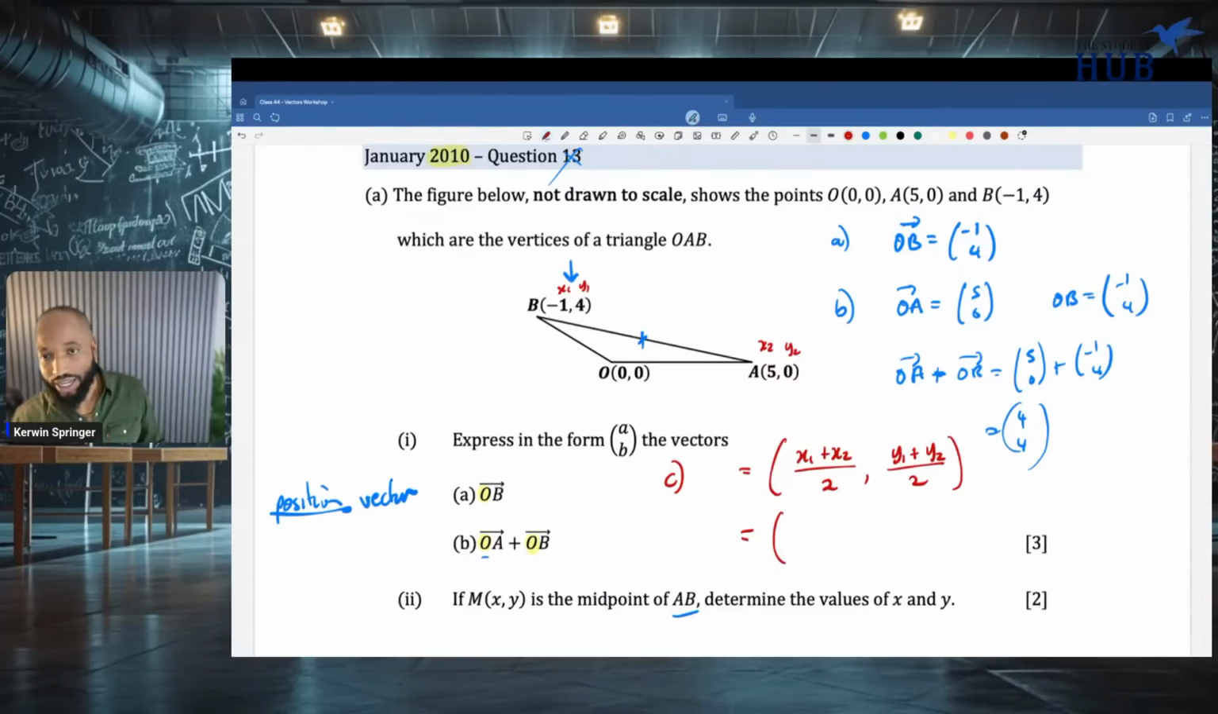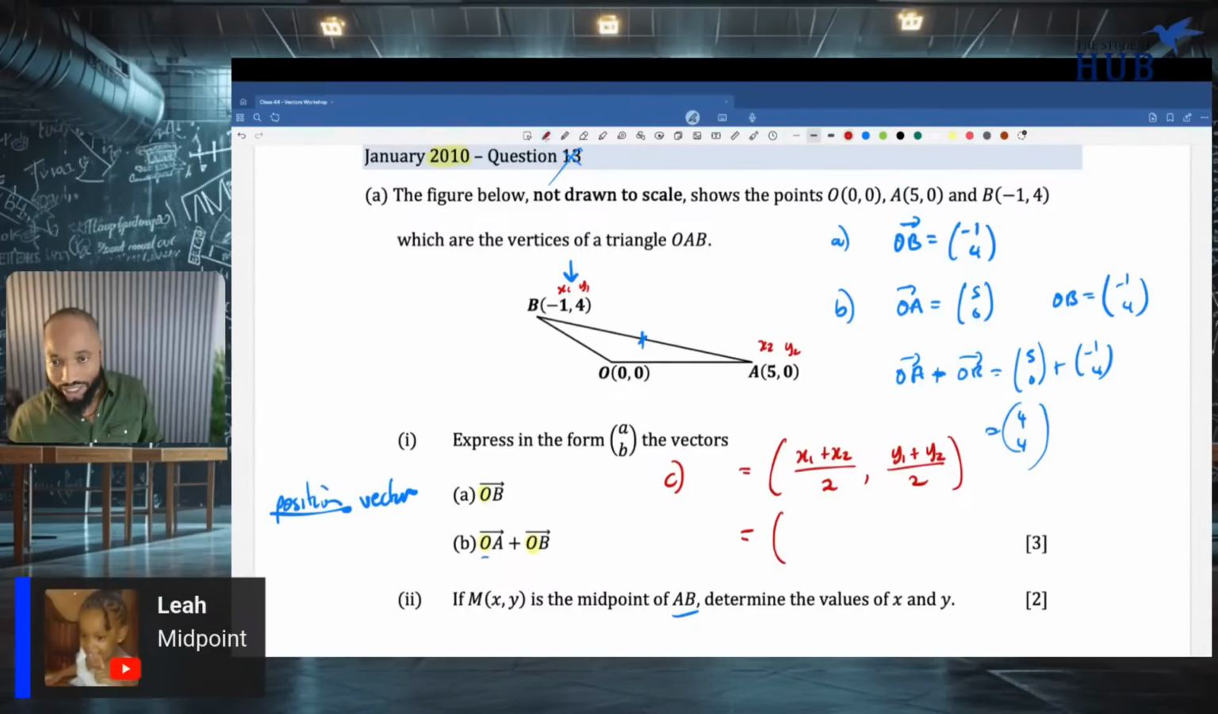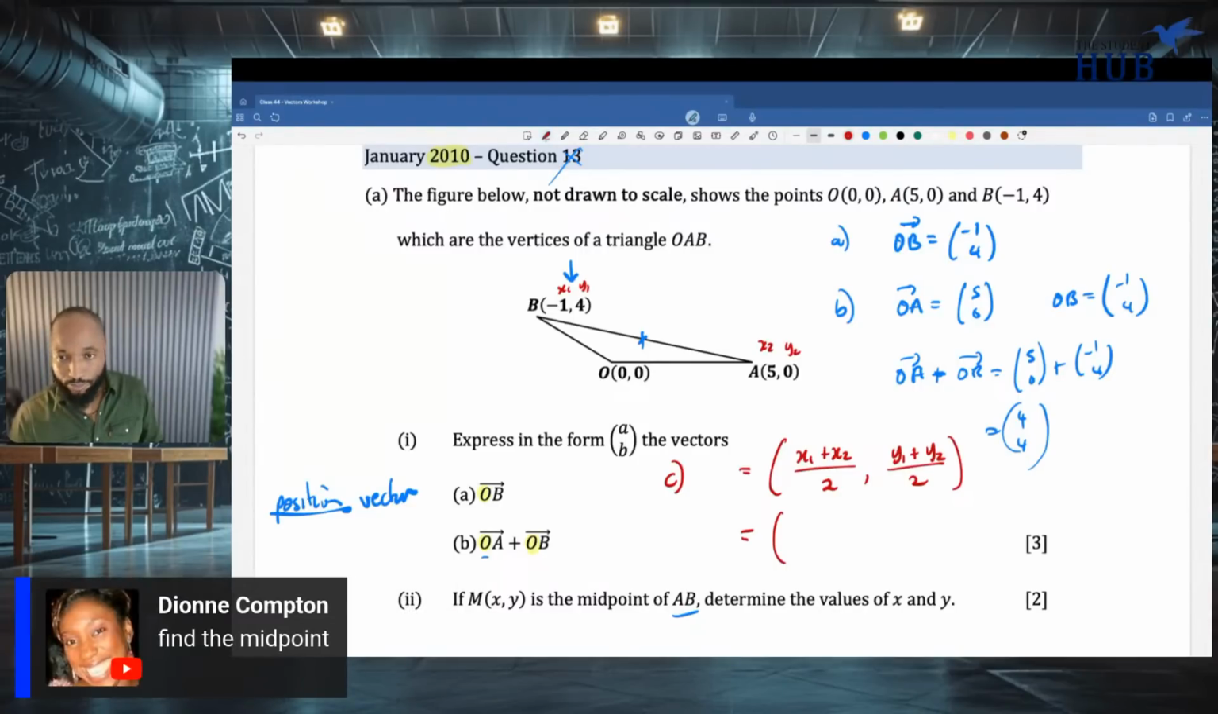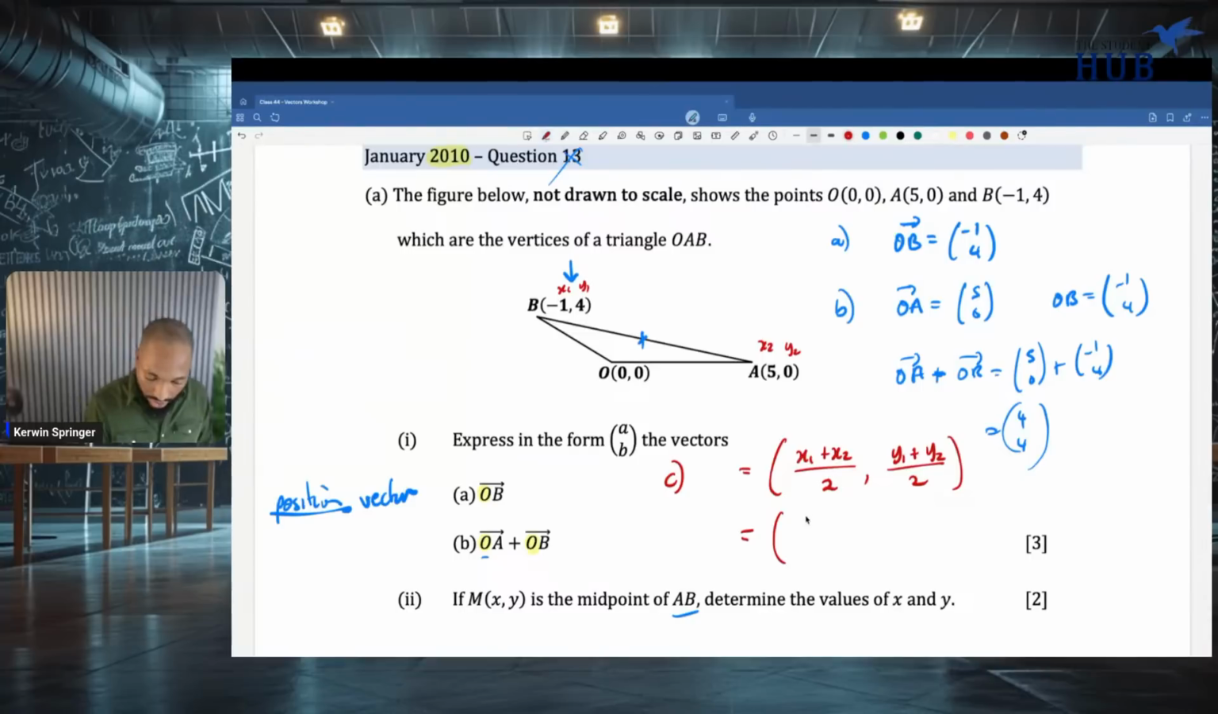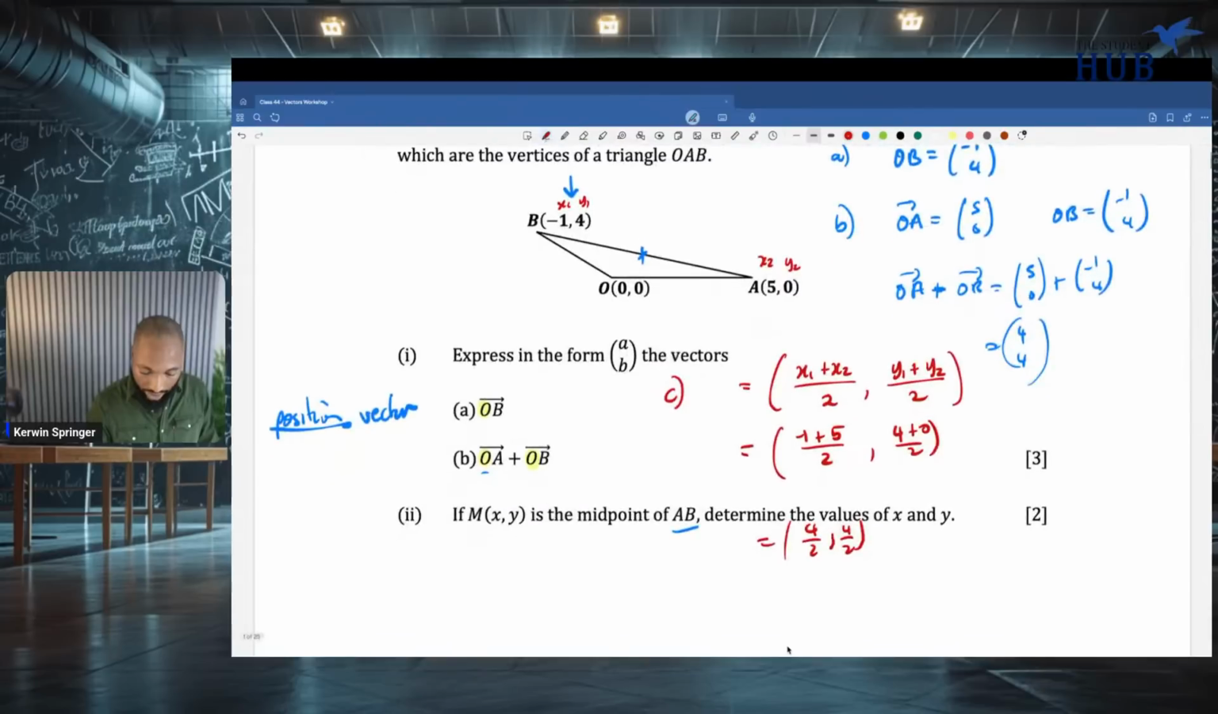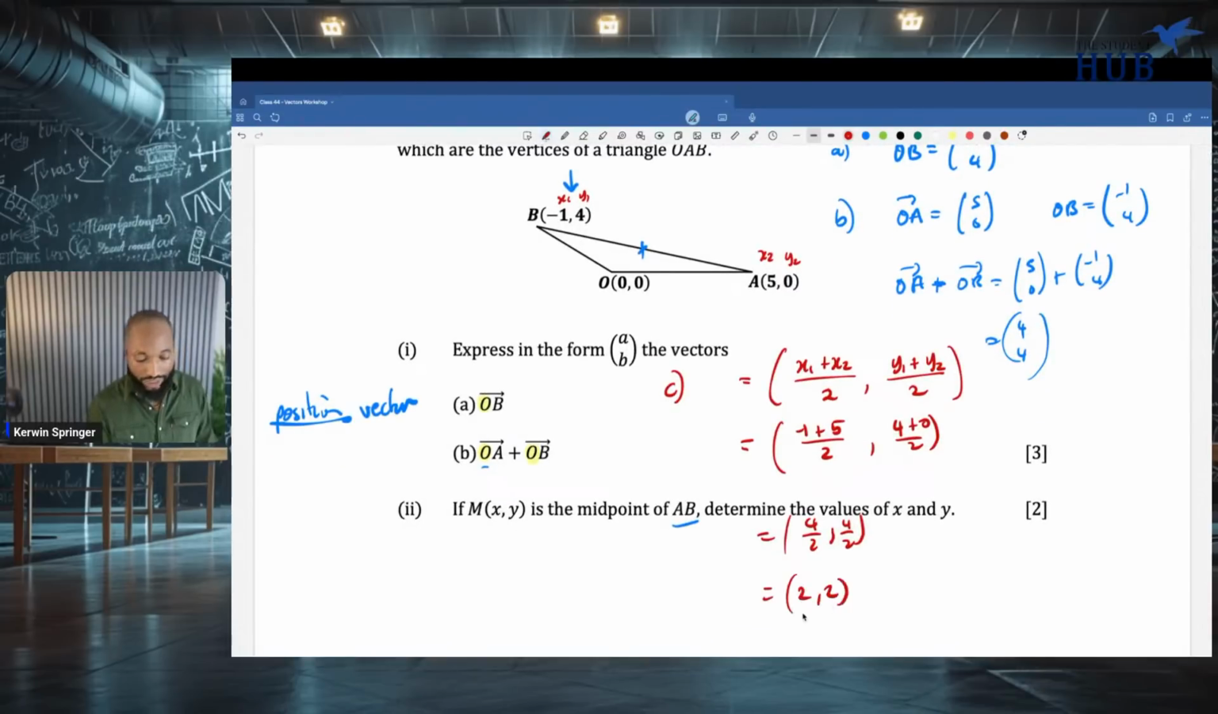So we have the points. Find the midpoint. We're going to just substitute the values: -1 plus 5 divided by 2, and 4 plus 0 divided by 2. So you'll end up with 4 divided by 2, comma, 4 divided by 2, and very quickly you'll end up with the midpoint being 2 in this case.